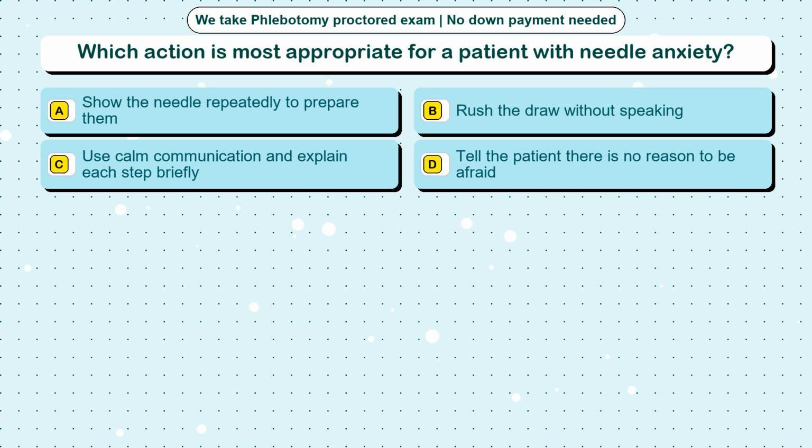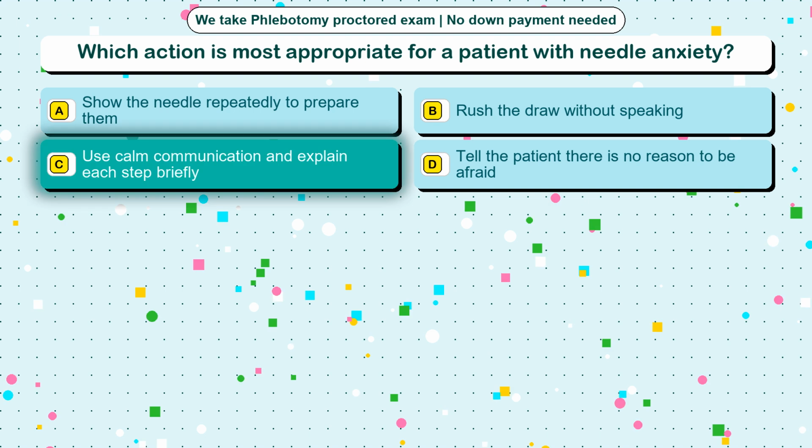Question 16. Which action is most appropriate for a patient with needle anxiety? Option A. Show the needle repeatedly to prepare them. Option B. Rush the draw without speaking. Option C, use calm communication and explain each step briefly. Option D, tell the patient there is no reason to be afraid.